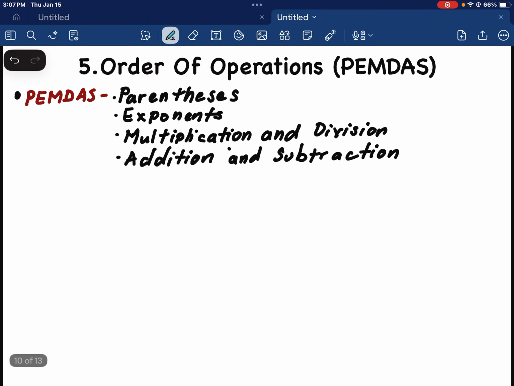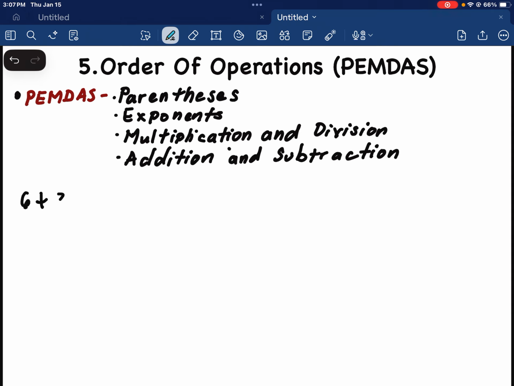Next is order of operations, or commonly known as PEMDAS. PEMDAS means parentheses, exponents, multiplication and division, and addition and subtraction. All right, let's have some examples for this.